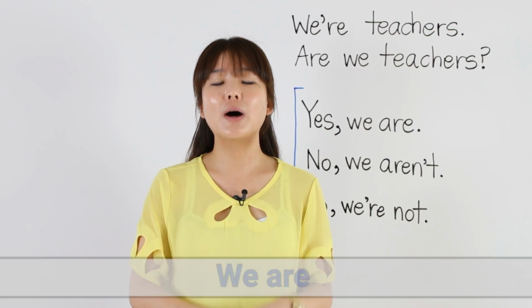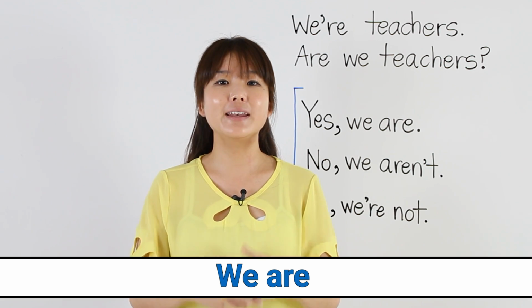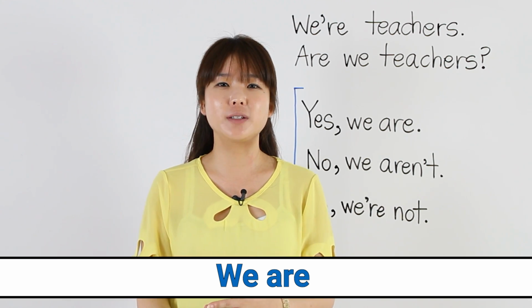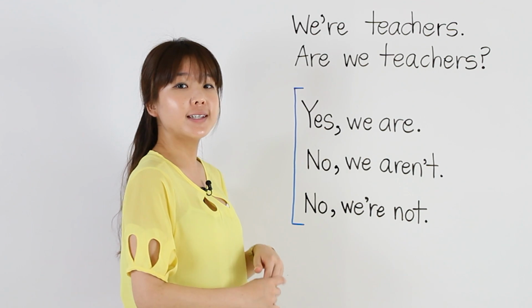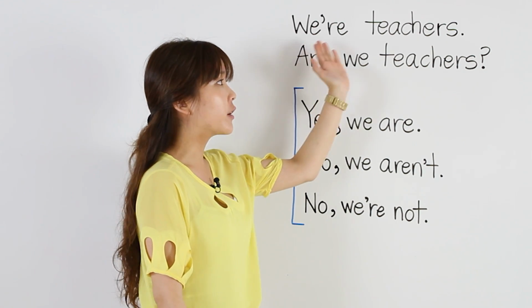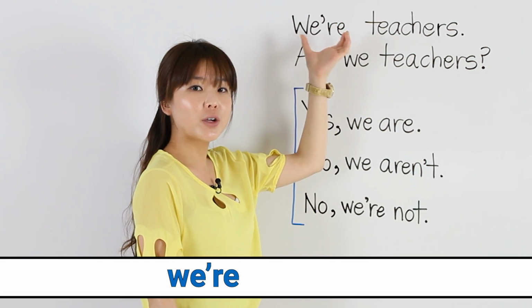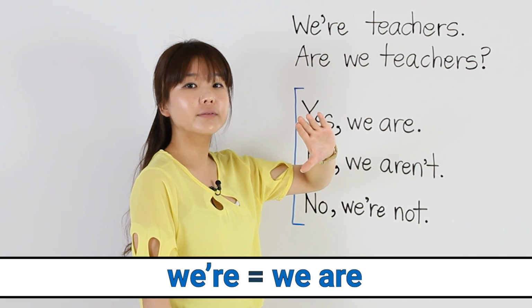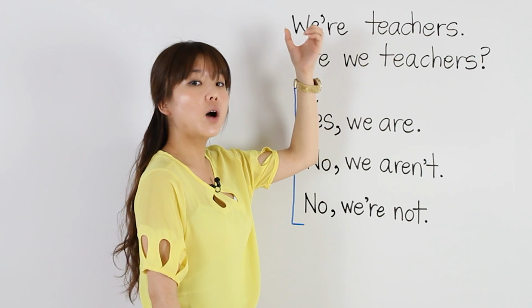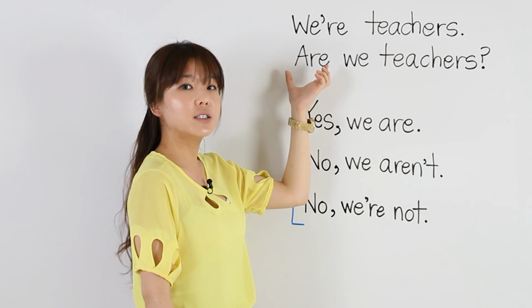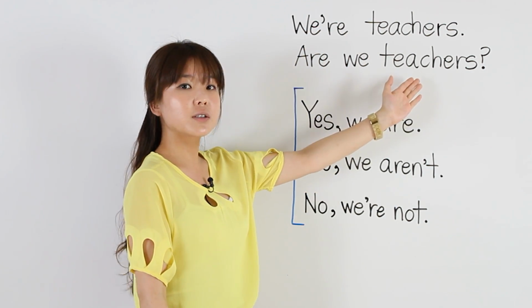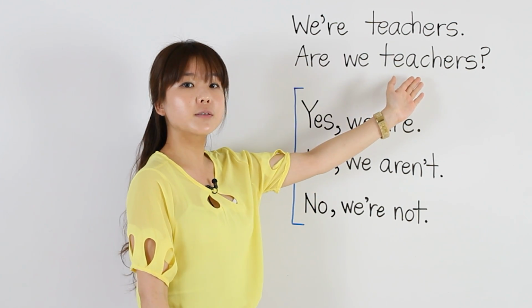Now, let's talk about we are and how to use that in a question. Okay, so the sentence here says, we're teachers. Okay, we're is a contraction for we are. So the be verb are goes in the front. Are we teachers?